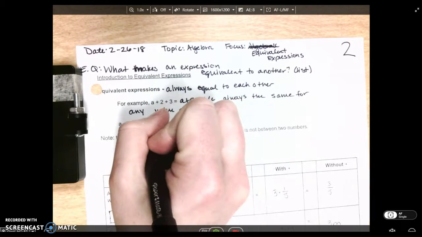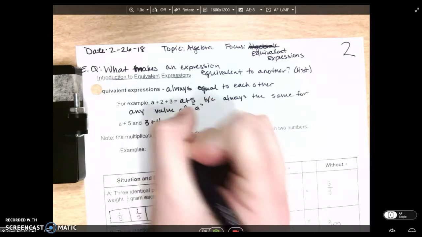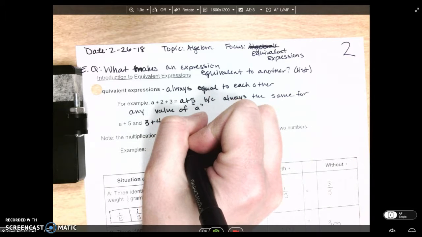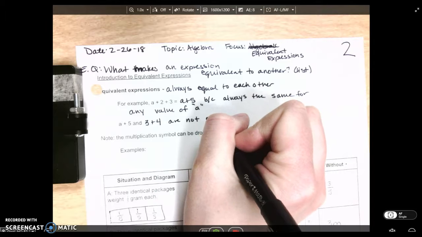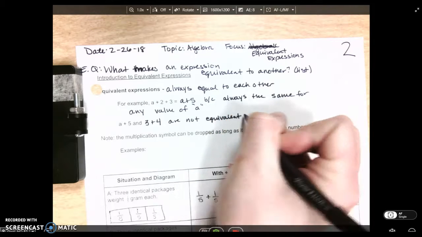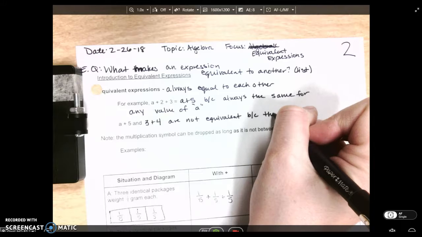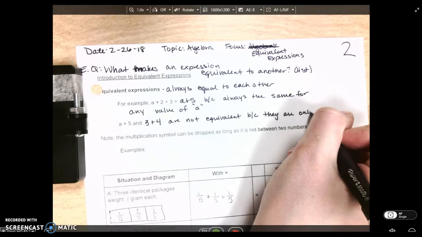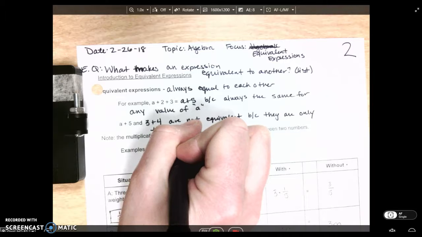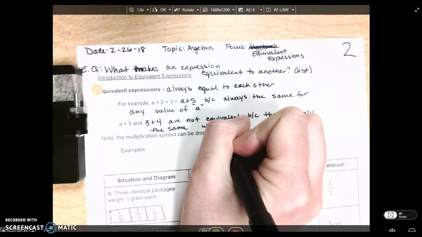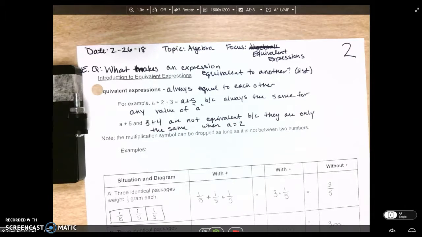However, if you look at this, a plus 5 and 3 plus 4 are not equivalent because they are only the same when a equals 2. Because 3 plus 4 is 7, and if a is 2, 2 plus 5 is 7, so that's when they're the same. Otherwise, they're not equivalent. And so we're just going to say those are not equivalent expressions because they're not always going to be equal to each other.